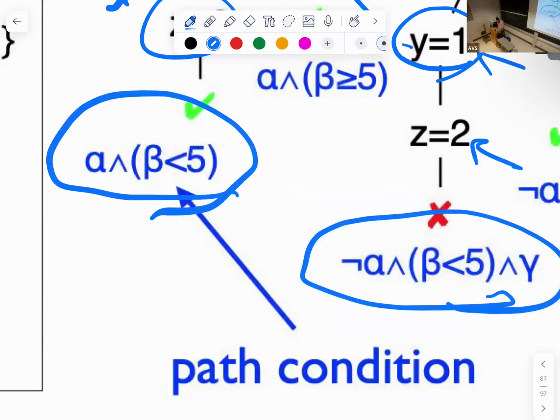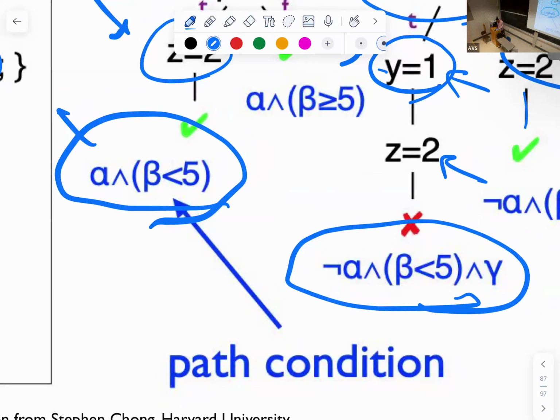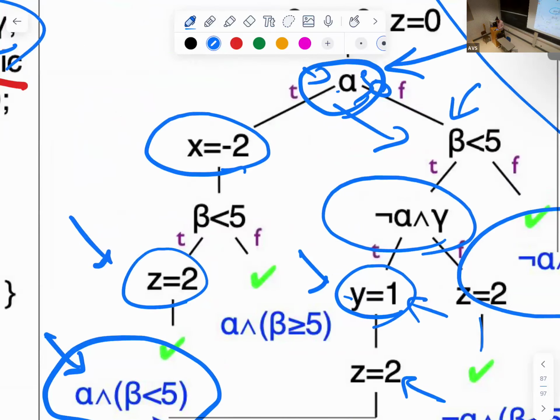And this exactly means that if I can find a satisfiable assignment for this, this path is a possible path. So in other words, Z equal to 2 is a possible outcome of the system.